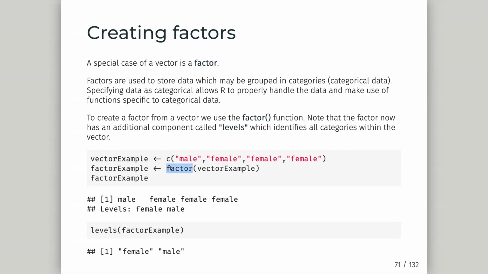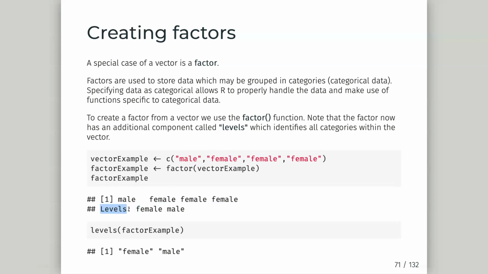We can create a factor from a string vector by first creating the string here. I'm going to do male, female, female, female, and we have vector example. Then I'm just going to turn that into a factor by using the factor function and supplying this vector. And then we have our vector back. It looks a little different, right? It's not quoted anymore. It's male, female, female, female.